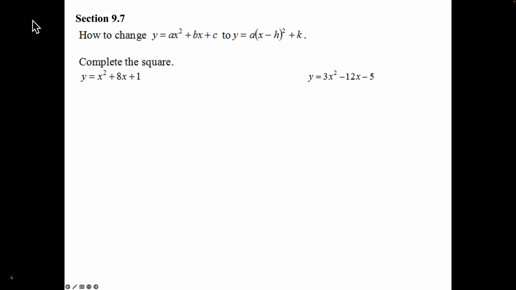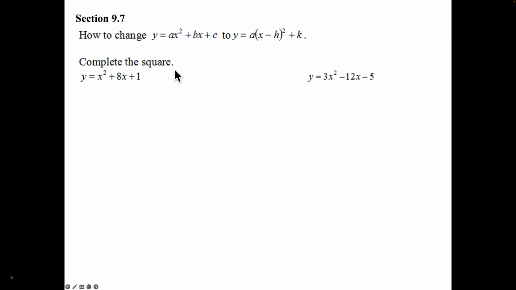All right, welcome to our last section, 9.7. What we're going to do here is learn and understand how we take the general form ax squared plus bx plus c of our quadratic equation and convert it into standard form or vertex form: y equals a times the binomial x minus h, all that squared, plus k.